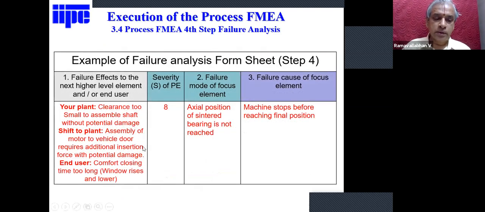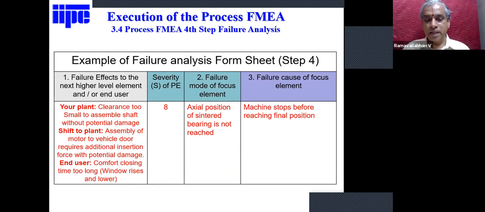In your plant, the clearance is too small to assemble the shaft without potential damage. You are not able to assemble it at all. That is the main key here. Assembly of the motor or vehicle door in your customer's place, he is not able to assemble it properly. And at the end user's place, he is struggling to lift the window riser up and down.